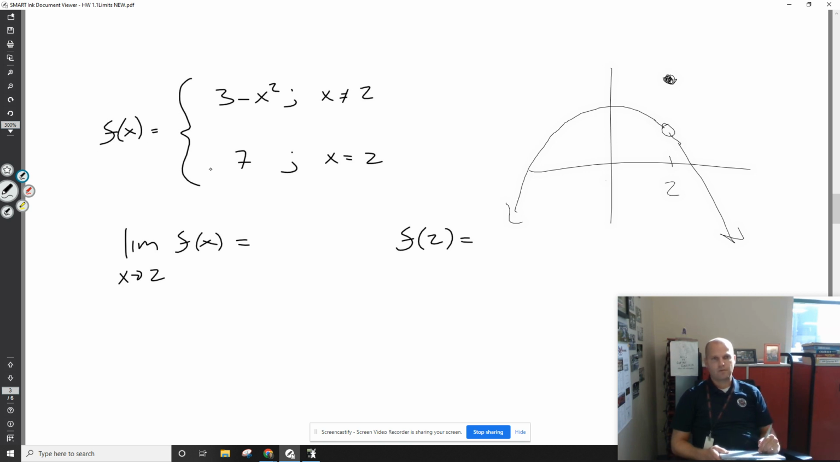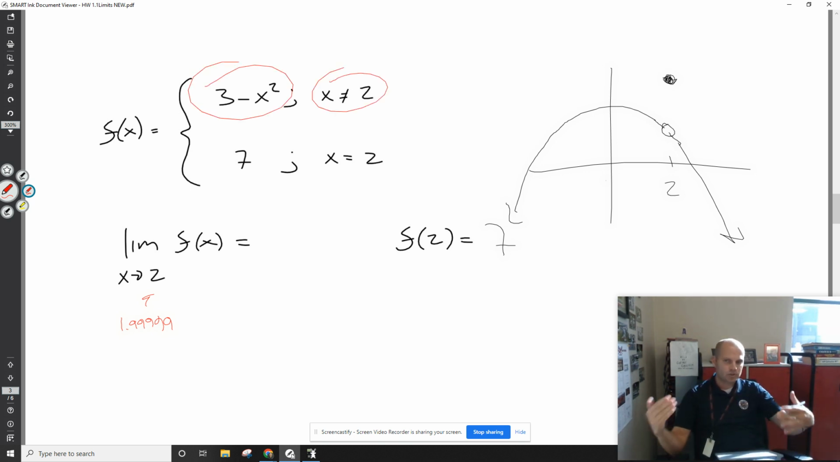So if I ask you, what's f of 2? Well, when x is 2, f of 2 is 7. But if I ask you, what's the limit? Well, if I plug in 1.9999, to the left of 2, I'm not going to get 7, because I'm not going to use this piece. At 1.999, I'm using this piece.